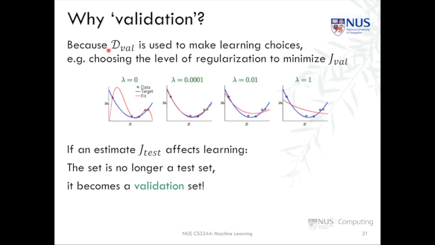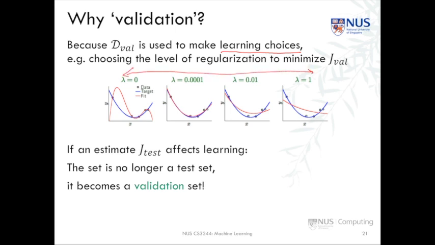So why do we call it validation in the first place? It's because we're using the validation set to make choices during learning. This is a very important distinction. Recall from before we were trying to choose the optimum amount of medicine or regularization to take to have a good fit for our target function.